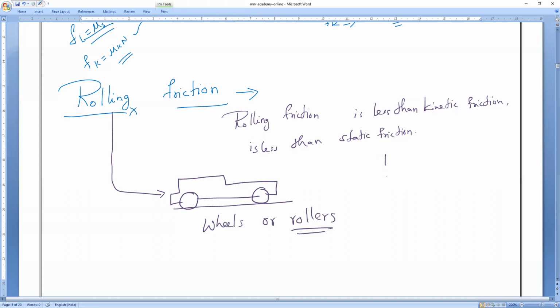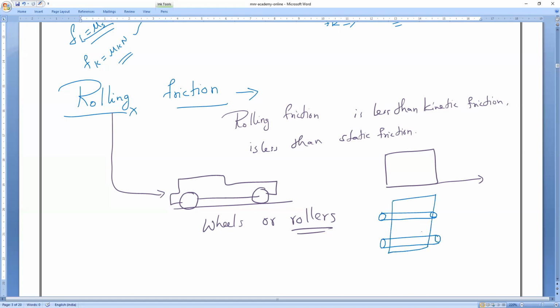For example, I have one big block. If you are trying to slide it over the surface, do you need to apply more energy or less energy? More energy. But if I put rollers and put a wooden block above them, imagining a 3D picture, now you can easily push it or not? Everybody? Yes, sir.